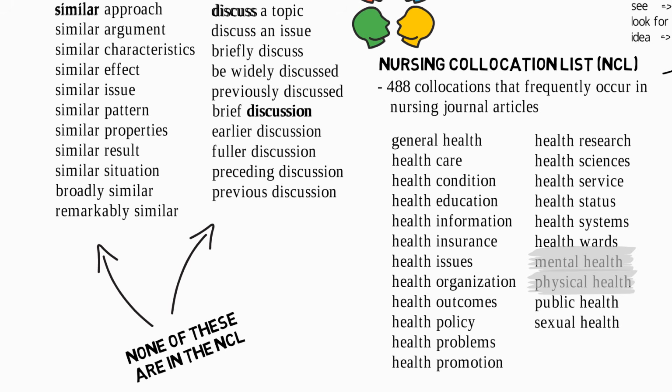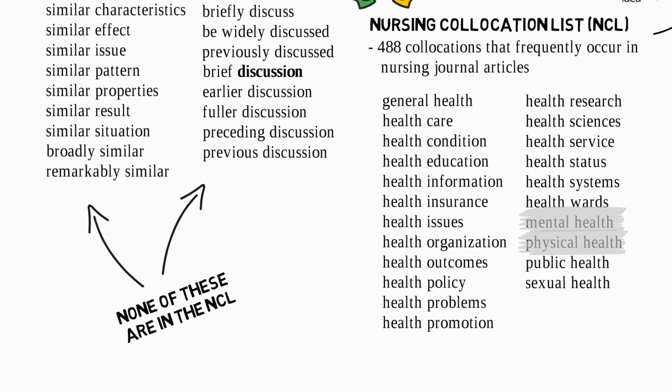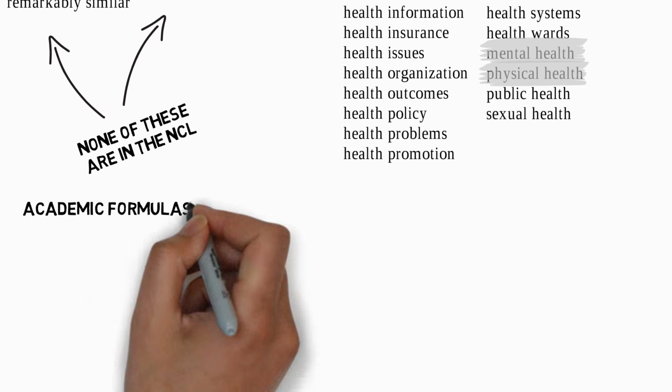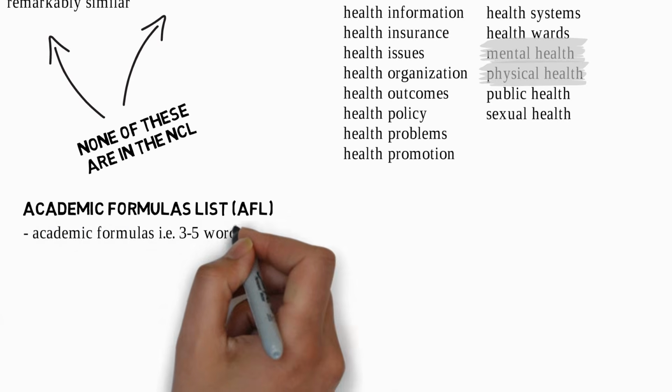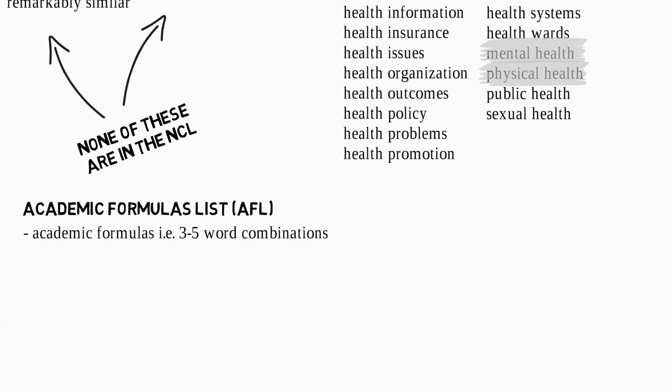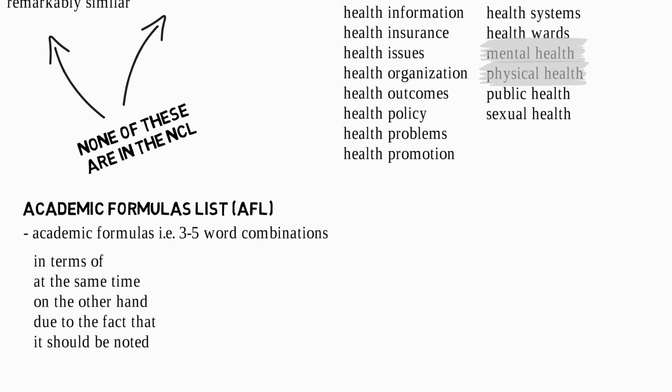A few more lists now which I'll introduce very briefly, mainly because I want to refer to them later. First, the academic formulas list, AFL, which is a list of academic formulas, in other words 3 to 5 word combinations. For example, in terms of, at the same time, on the other hand, due to the fact that, it should be noted. It's interesting that those are mostly general words, but when combined together they form academic phrases.